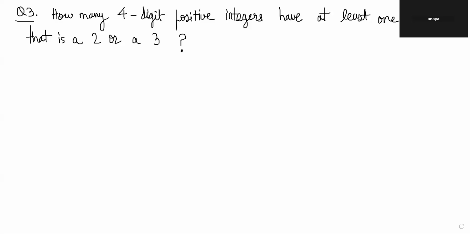Well, I just did like there's 9,000 positive integers in total, so then I just did the number of positive integers that don't have a 2 or a 3. So that would be 7 times 8 times 8 times 8, and I got 3,584 don't have a 2 or 3. So then I just subtracted that from 9,000. Okay, that's correct.